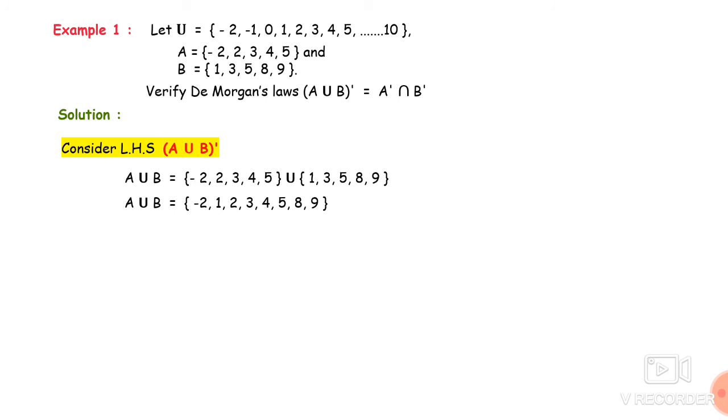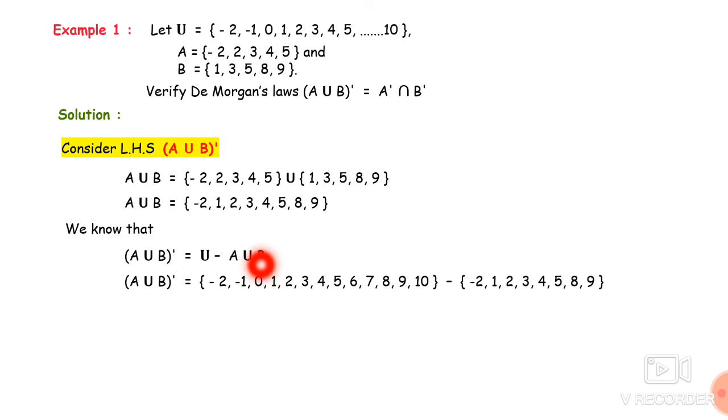Now to find the whole complement, we have to subtract A union B from the universal set. So write down the universal set first, minus the set of A union B. Minus, or we are finding the difference, means we will cancel out all the elements that are common to both the sets and write down the remaining elements of the first set only. So common elements will be cancelled out and we are left with only -1, 0, 6, 7 and 10. This is our left hand side.